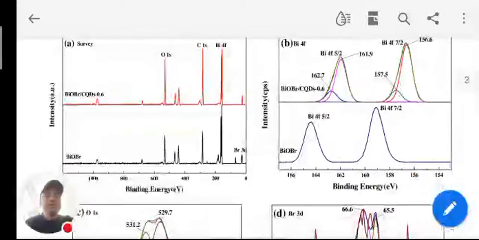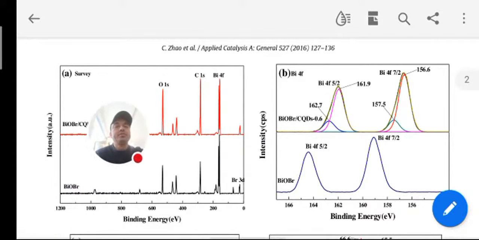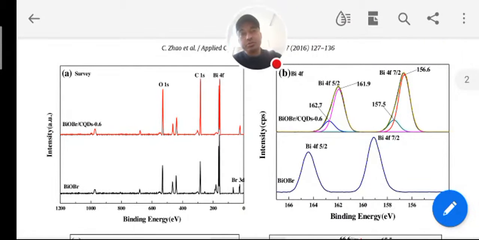And this is actually XPS. XPS is like elemental composition. So in XPS we can check its elemental composition.